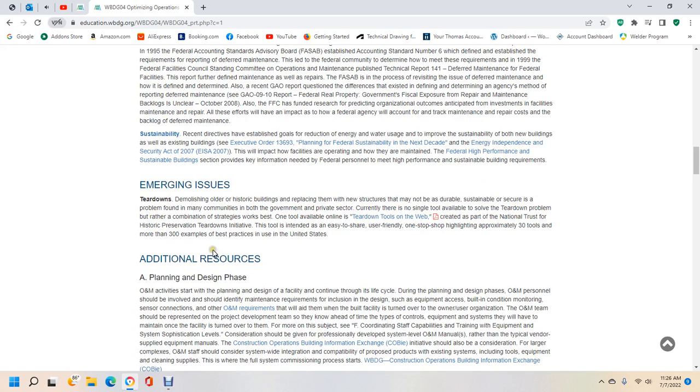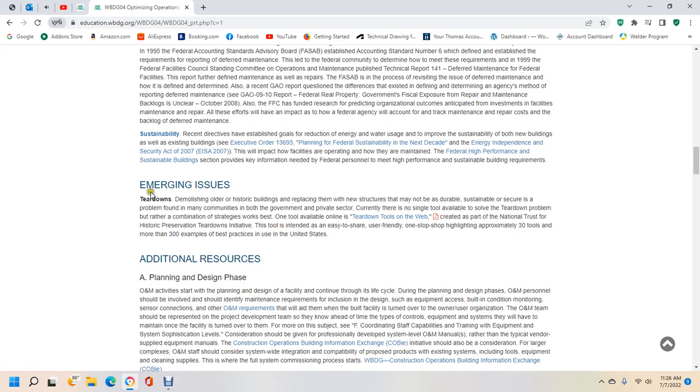deferred maintenance. Sustainability. Recently, directors have established goals of reducing energy and water usage and improving the sustainability of both new buildings as well as existing buildings. And this will impact how the facilities are operated and how they are maintained. The Federal High Performance Sustainable Buildings section provides key information needed for federal personnel to meet high-performance sustainable building requirements.